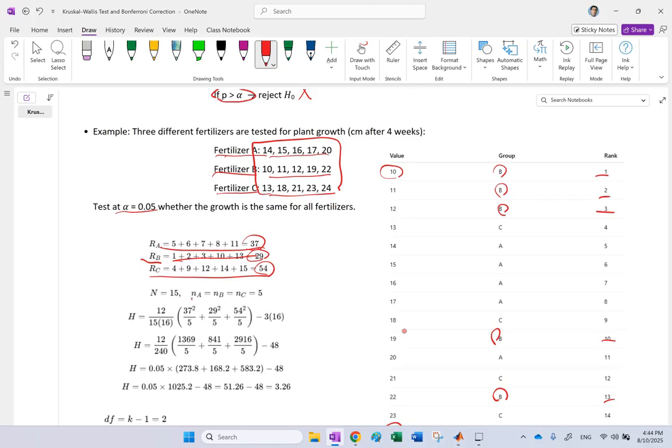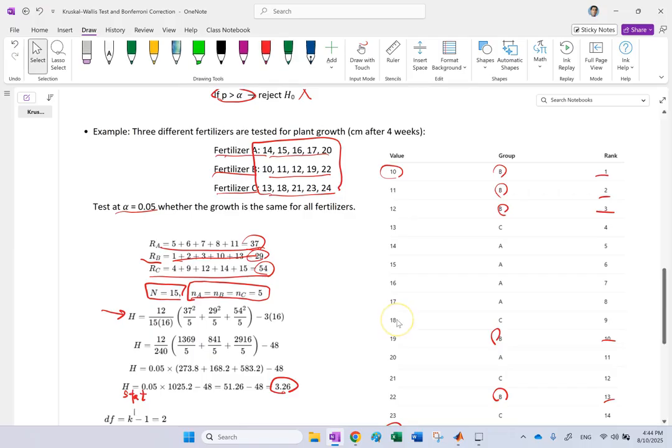And for all of the three groups, the number of data per group is 5. Total number of observations is 15. From there, I can go ahead and calculate my H statistic, which if I simplify, is going to be 3.26. Now, is that significant or not?